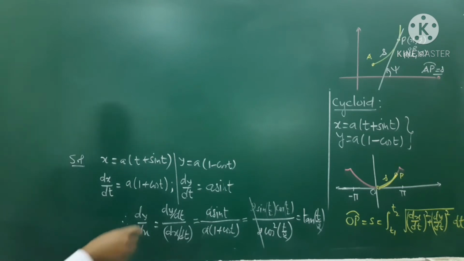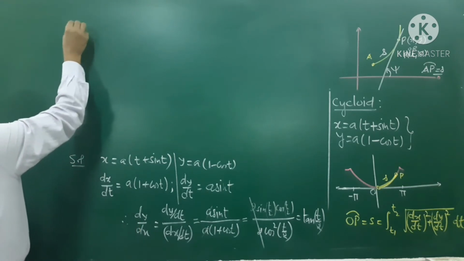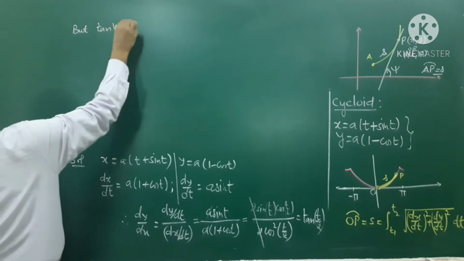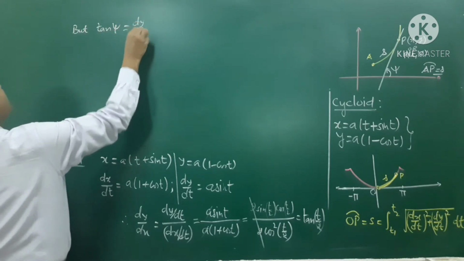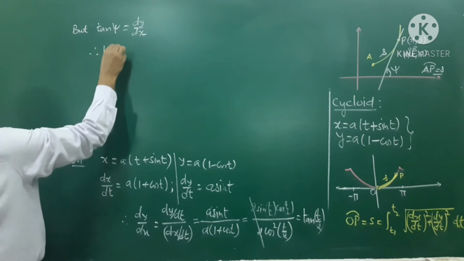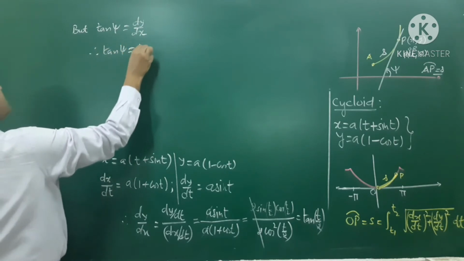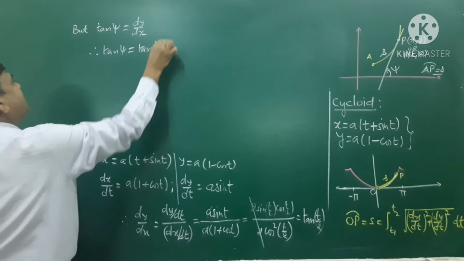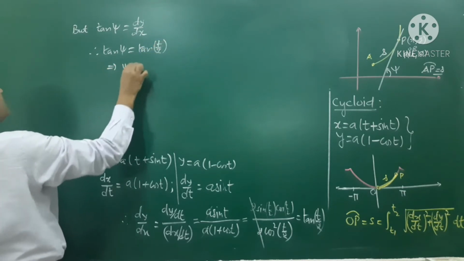So dy by dx is tan t by 2, but tan psi is dy by dx. Therefore, tan psi is tan t by 2. This implies psi equals t by 2.